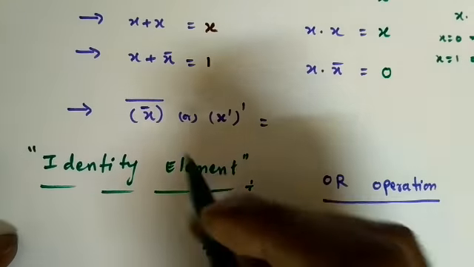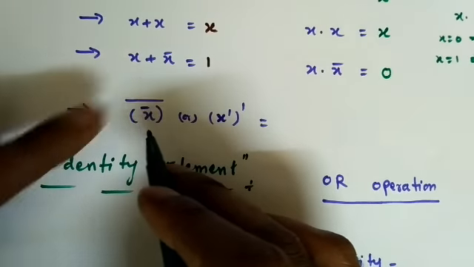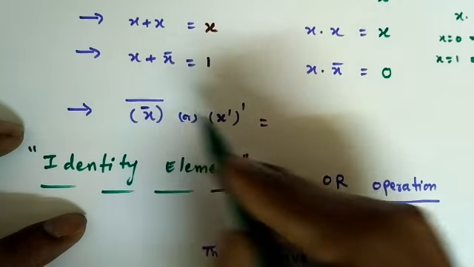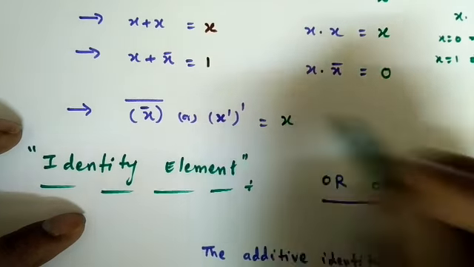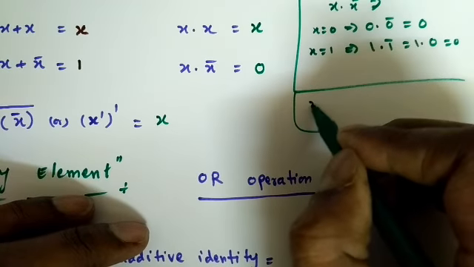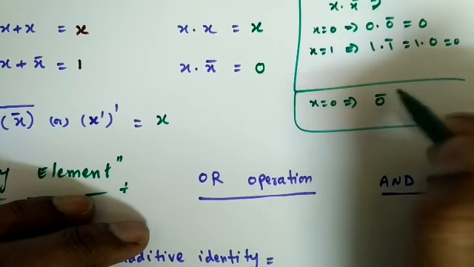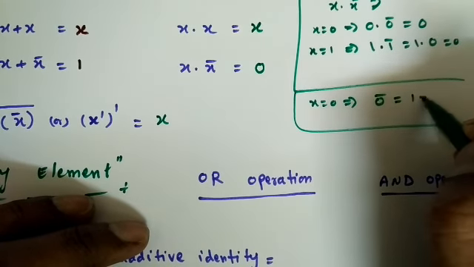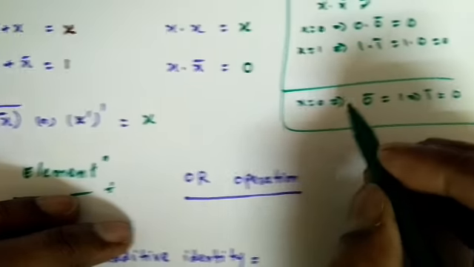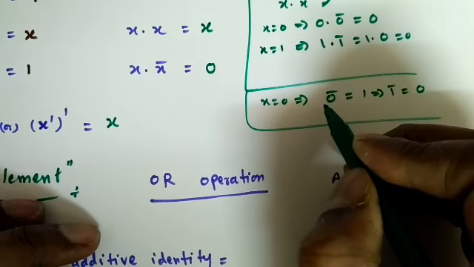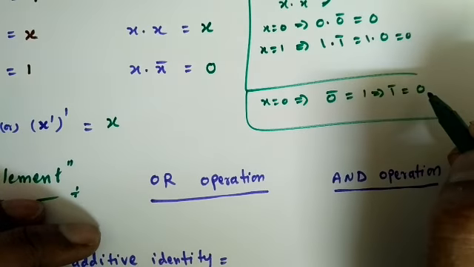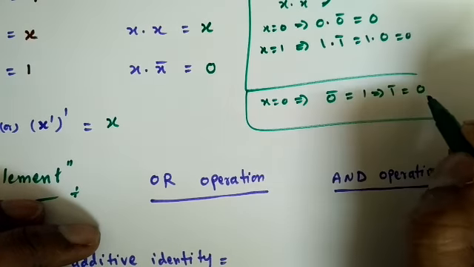And one more axiom: suppose I take x complement or x invert. So x invert whole invert, or x bar whole bar, is nothing but x only, right? This also we can prove like this. If I take x is equal to 0, what is 0 bar? 0 bar is nothing but 1. If I take one more complement, that is 1 bar, what is this value? We get 0. So when I substitute x equal to 0, if I take one complement I get 1, and if I take one more complement I get 0 as it is. So x bar whole bar is nothing but x only.